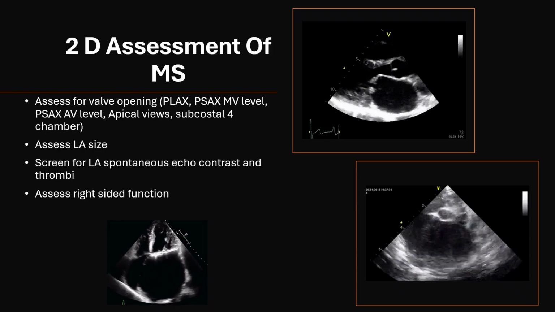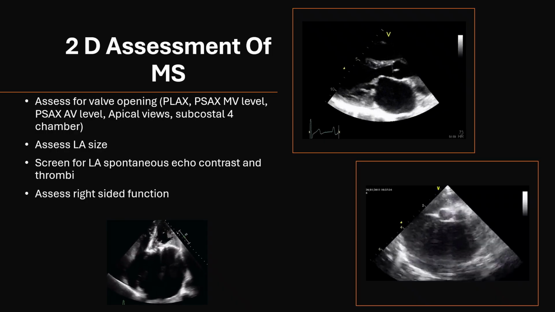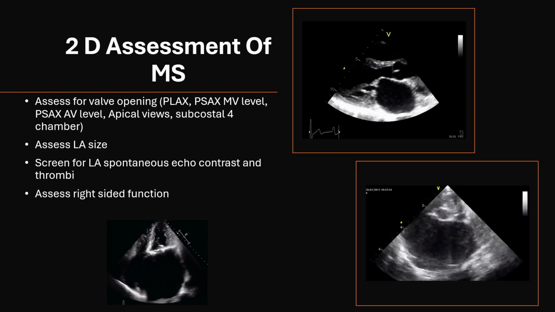And here in this parasternal short axis view at the aortic valve level, you see a significantly dilated left atrium, which is very dysfunctional, and you see a lot of spontaneous echo contrast or smoke, which signifies very sluggish flow within the left atrium and high risk for blood clots or thrombi. Please pause this video if you need more time to review this slide.